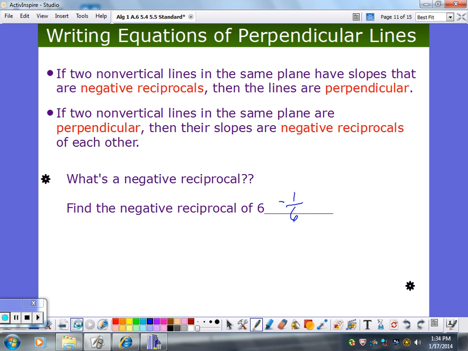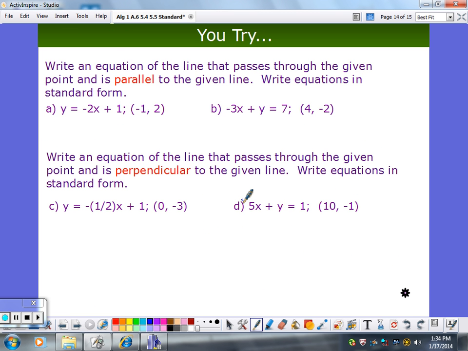I thought we had a different example. Maybe we don't. I do have some Try Its here, so we can do those on the bottom. Now, be careful. A and B are parallel, so what are you going to do here? You find the slope of this line and use it. This one is perpendicular, so what are you going to do differently about these questions? Nobody knows? You're going to find the slope and then find the negative reciprocal and use that here with point slope.